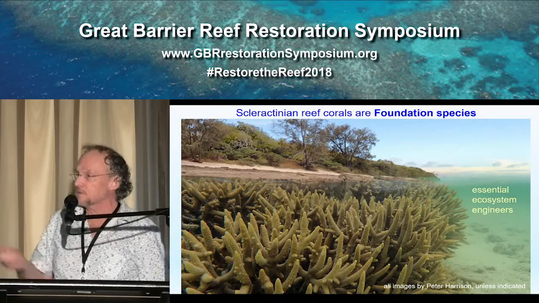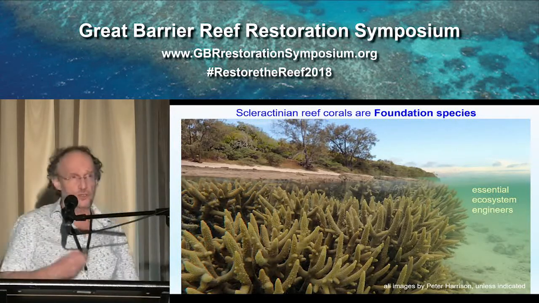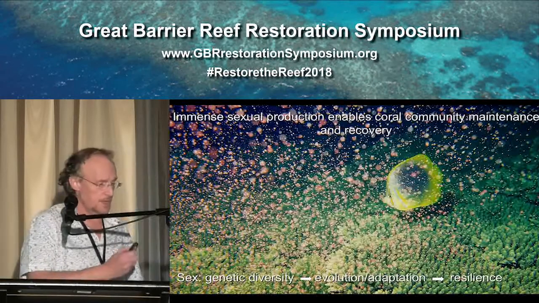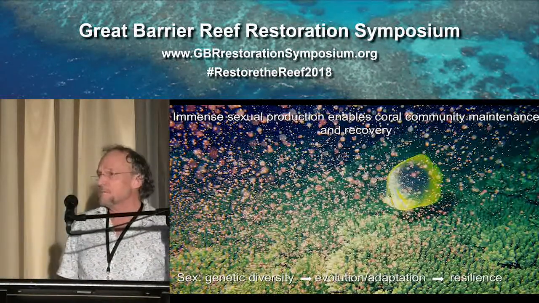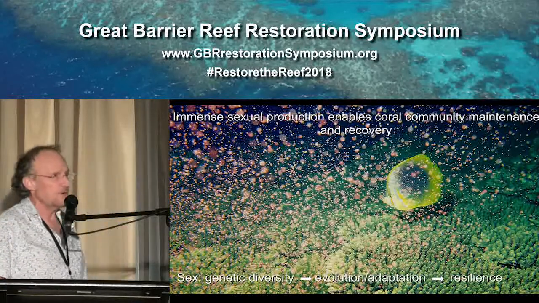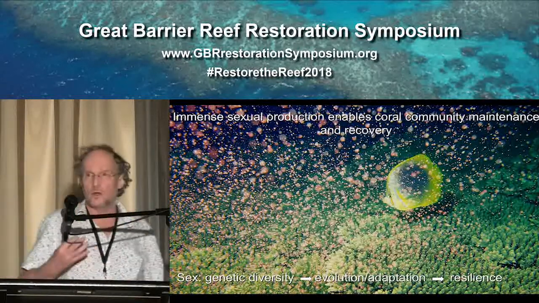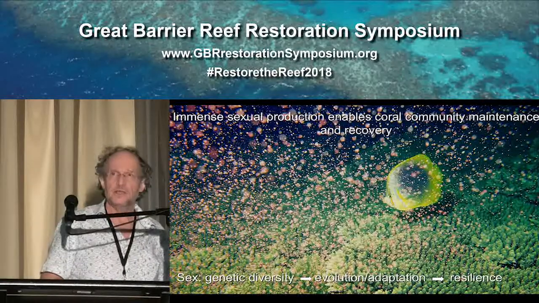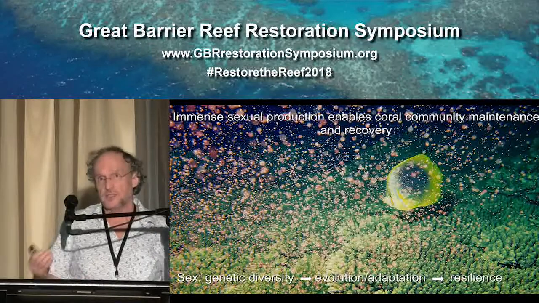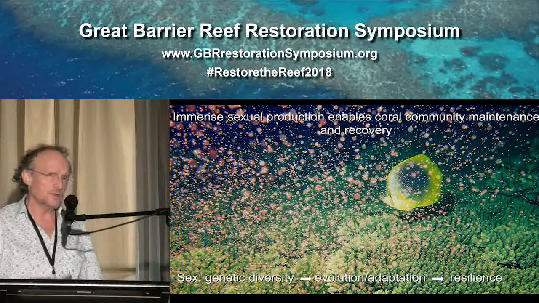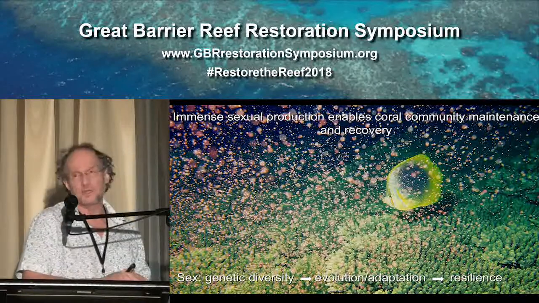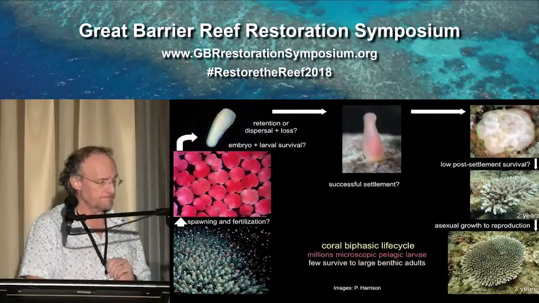Basically, we all know that scleractinian reef corals are super important on reefs. They're foundation species, they're ecosystem engineers. And we also know that immense sexual reproduction occurs in natural healthy populations, and that provides mechanisms by which coral communities can be maintained and evolve and recover from natural disturbances. Sex is obviously important in terms of increasing genetic diversity, evolutionary potential and adaptation, and ultimately increased reef resilience.